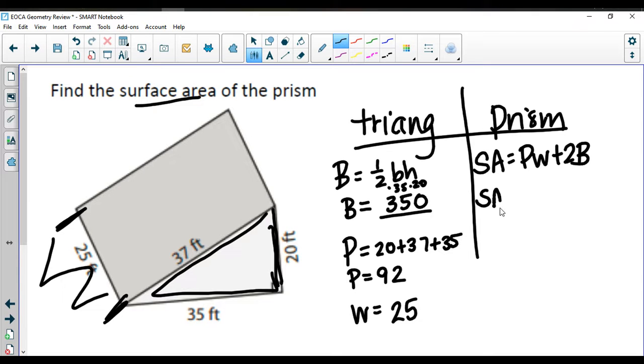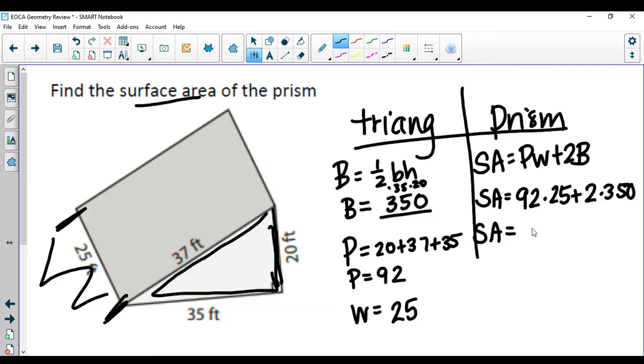Since we have that, we can go ahead and plug in then. So our perimeter is 92, our W is 25, and we're going to be doing 2 times the area of our base, which is 350. So for this first part here, I get 2,300, and for the second part, I get 700.